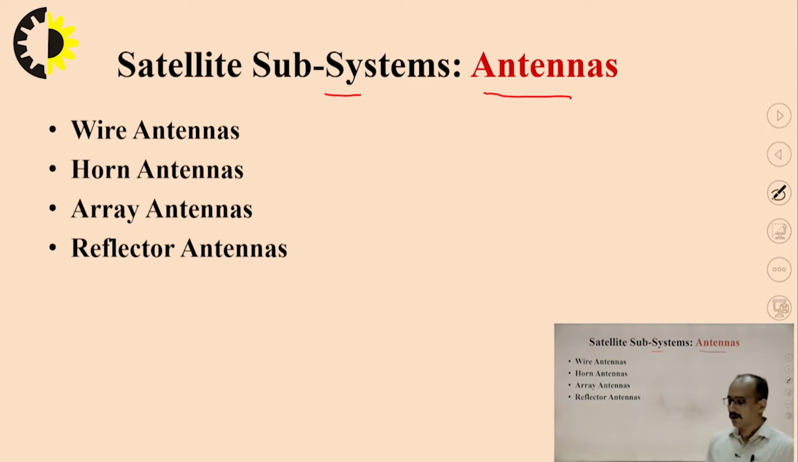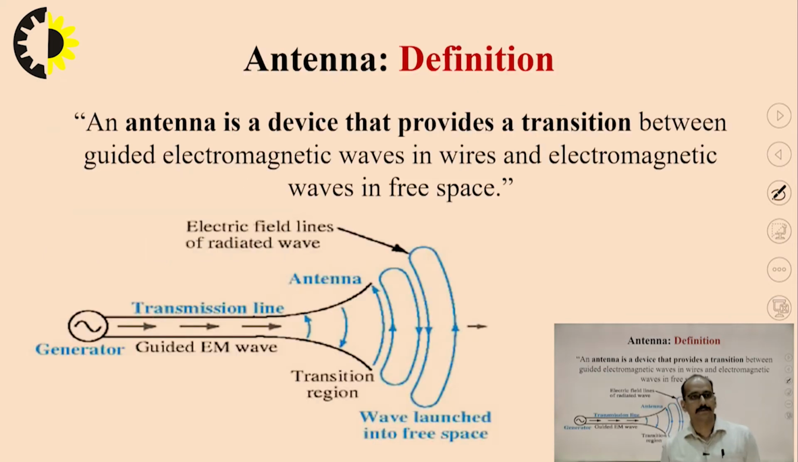The heart of the satellite is its transponder, and the transponder is basically sending the data and receiving the data. But for the sending and receiving, we require the antenna. So the antenna plays an important role for the operation of the satellite. When we are talking about the antenna, basically what is an antenna?